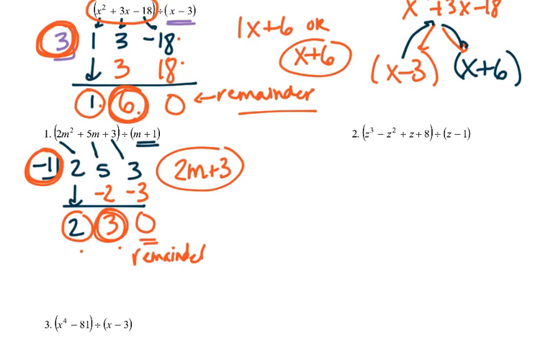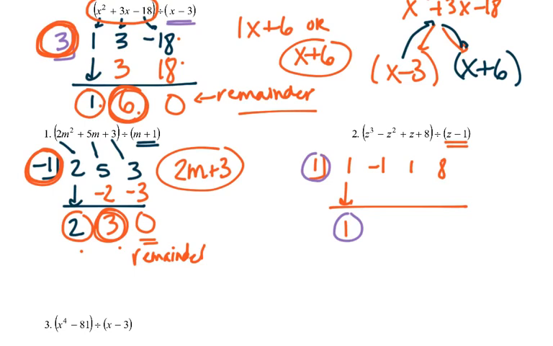Now we finally get into one that has a remainder, so we're going to take the z minus 1, opposite of the number in the box, line up our coefficients, 1z cubed, negative 1z squared, 1z, and 8, drop the first number down. Multiply, add, multiply, add.